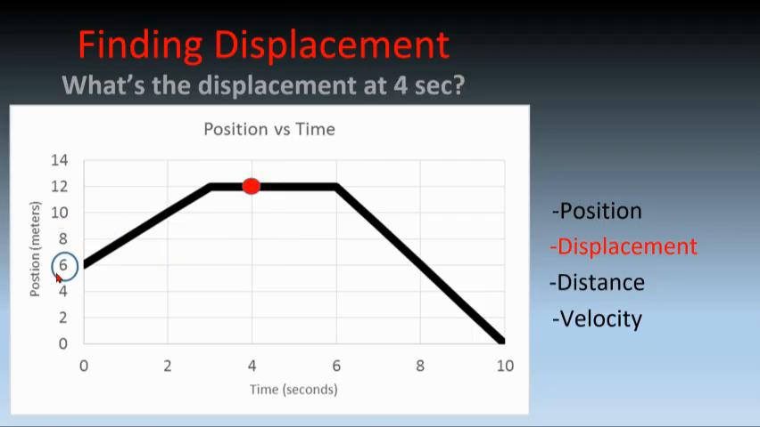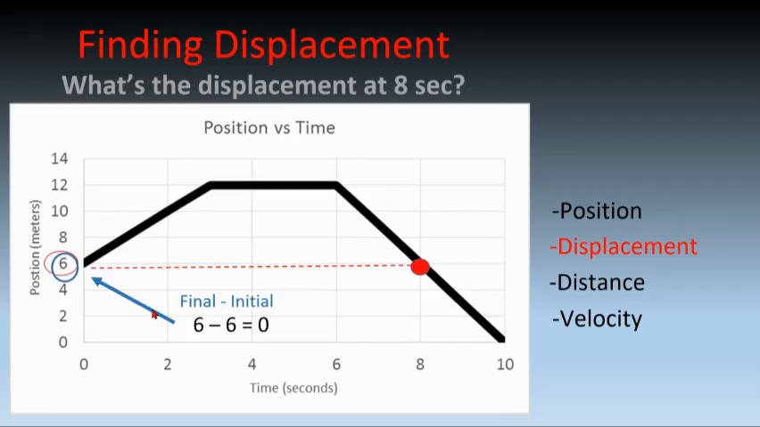At 4 seconds, you would find the position at 4, which is now 12, and you would subtract your starting position again. So final minus initial, 12 minus 6 is equal to 6 meters. At 8 seconds, you're back at 6 meters, and so 6 minus 6 is 0. So the thing is back where it started, and so its displacement is 0, even though it's moved forward and backwards in between. With displacement, we only care about where it is now compared to where it started.